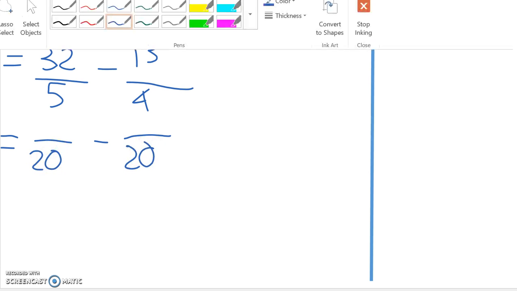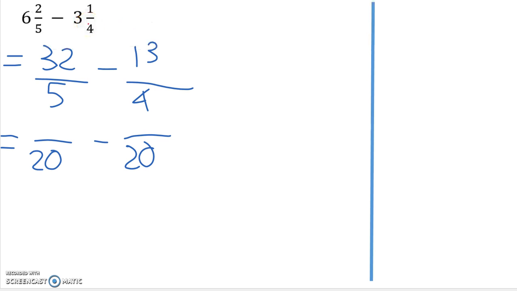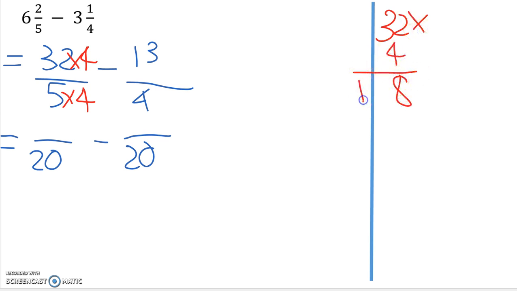So now I'm going to change my numerators accordingly. To go from 5 to 20, I times by 4. So I'll do the same to the numerator. If you need to, you can go off to the side and work out what that is. 2 4s are 8. 3 4s are 12. Gives me 128 as my new numerator.